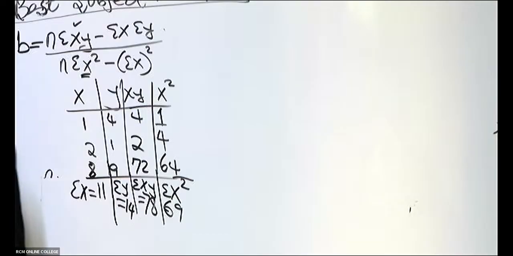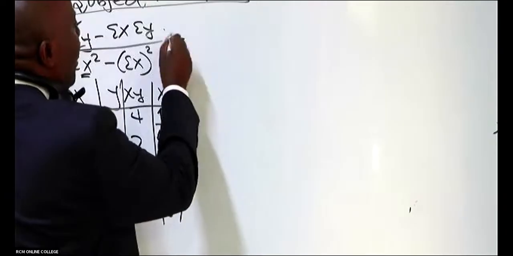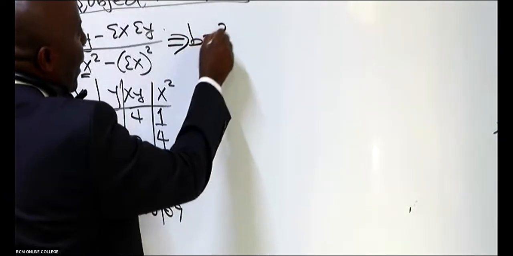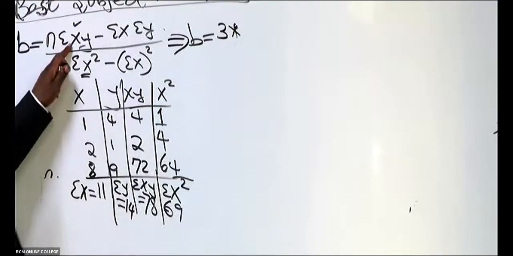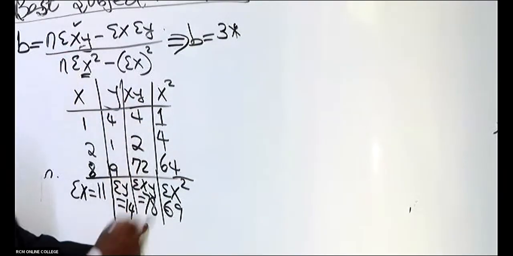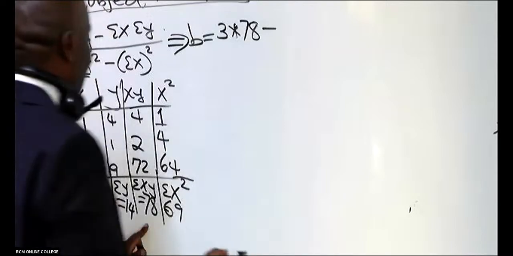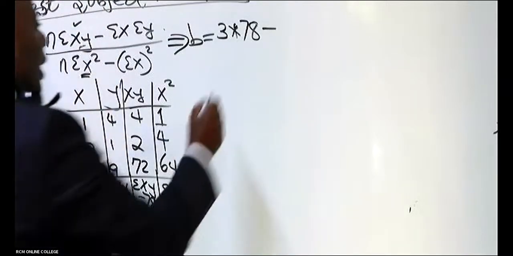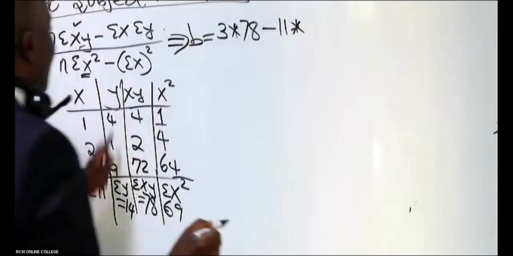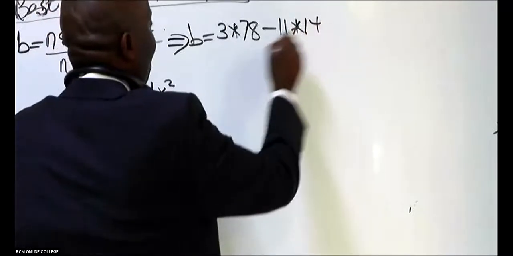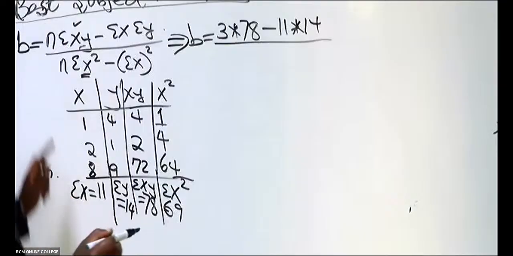All right. So at the end of the day, what shall we be able to get? Let's plug in these figures together. Please look at what I'm doing to be able to get B. So B will be N, which is 3, times summation of XY, which is 78, minus summation of X, 11, times summation of Y, 14, all over N.